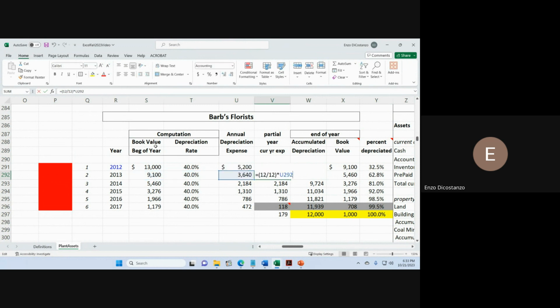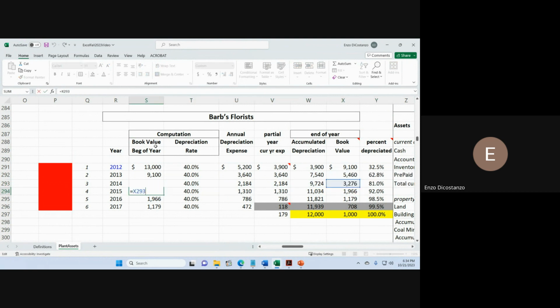Now that's a full year. 3,000 comes off. The previous accumulated plus 3,640. The book is the previous book minus the new depreciation, 62%. Third year depreciation, 5,460. Again, 40%. And this is the same 2,184. Again, accumulate that to 9,724. The book is 5,460 and another 2,000 subtracted out. You're to 81%.